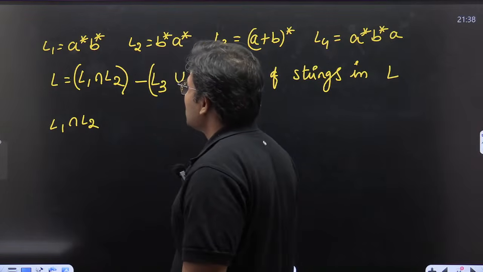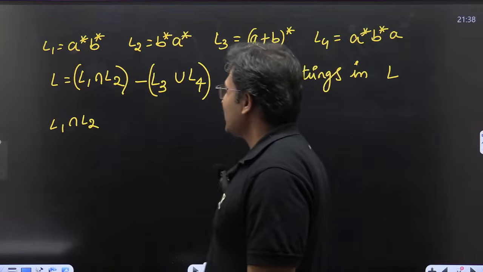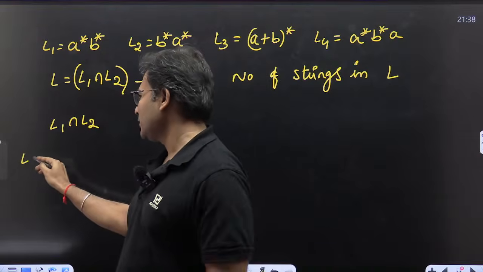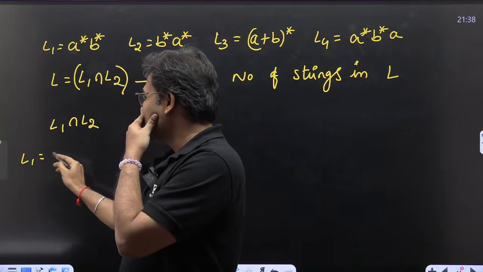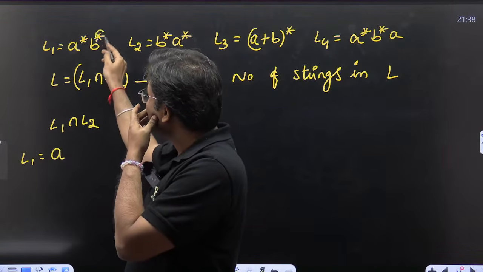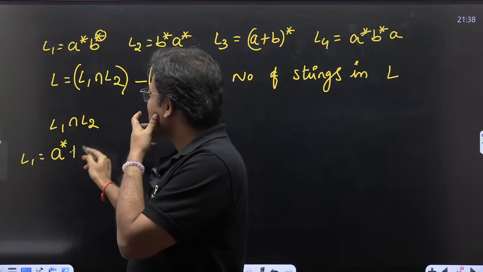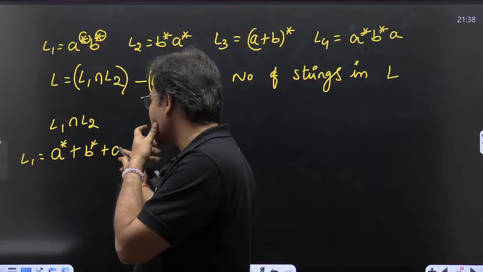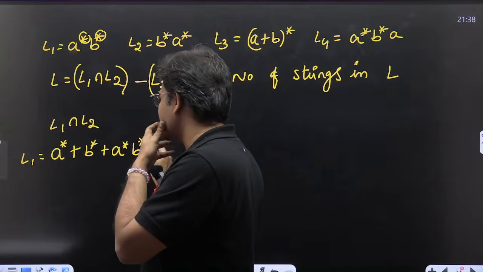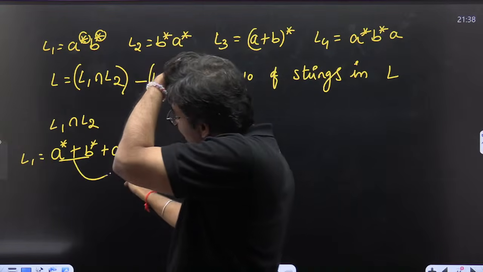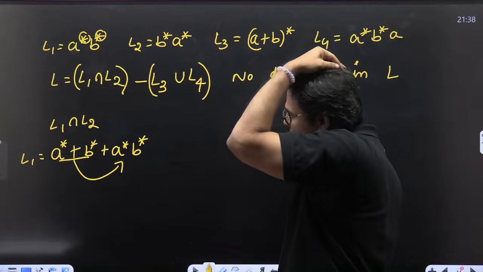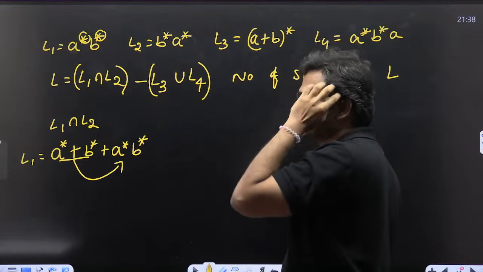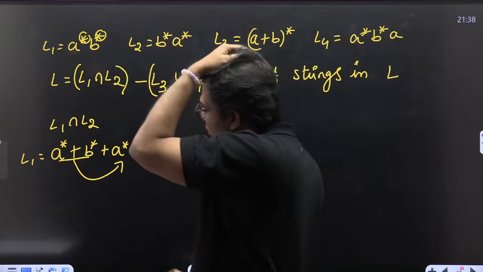L1 is A star B star, right? Whenever you have A star B star, if I put a 0 here, I get A star. If I put a 0 here, I get B star. So A star and B star are both already in it. A star B star contains A star plus B star. If you write like this, you will be able to get some conclusion, right?